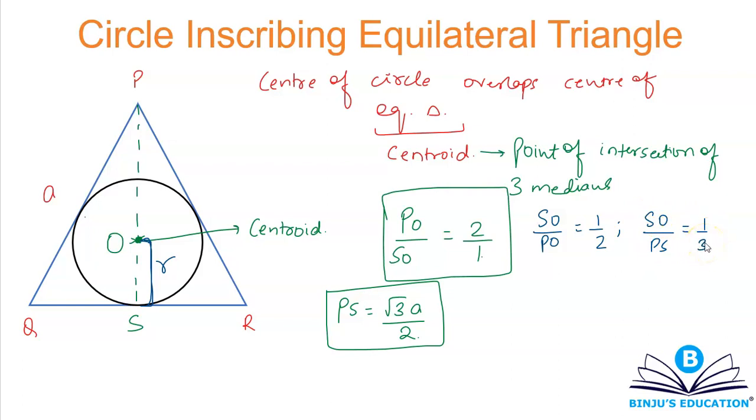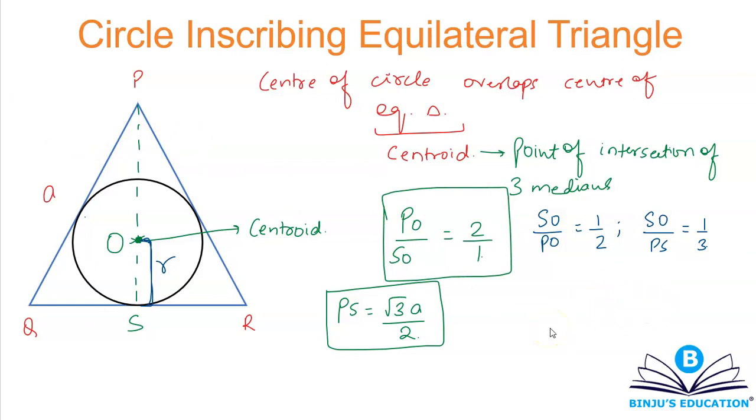Easy to prove. If SO by PO is 1:2, you can take SO to be X. PO will automatically become twice of X. So SO divided by PS. Now PS is what? PO plus SO. So it's going to be X divided by X plus 2X, which is X divided by 3X, which is equal to 1/3. So if SO by PO is 1/2, then SO by PS will automatically be 1/3.